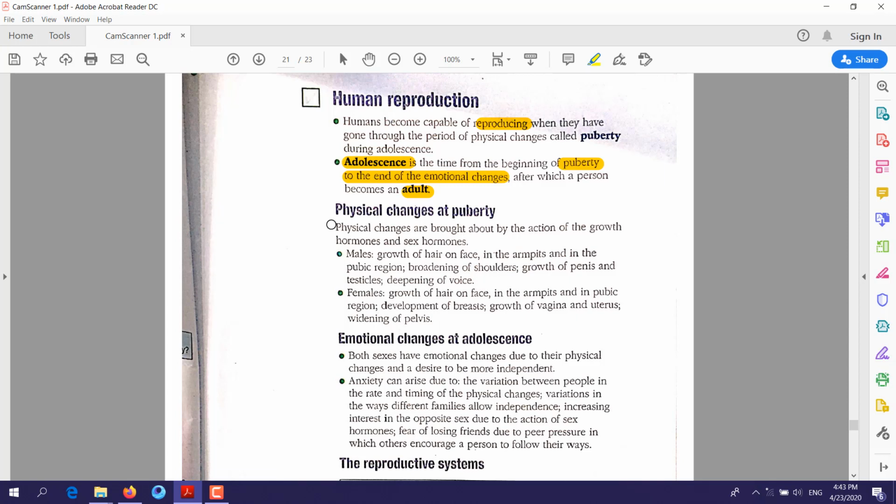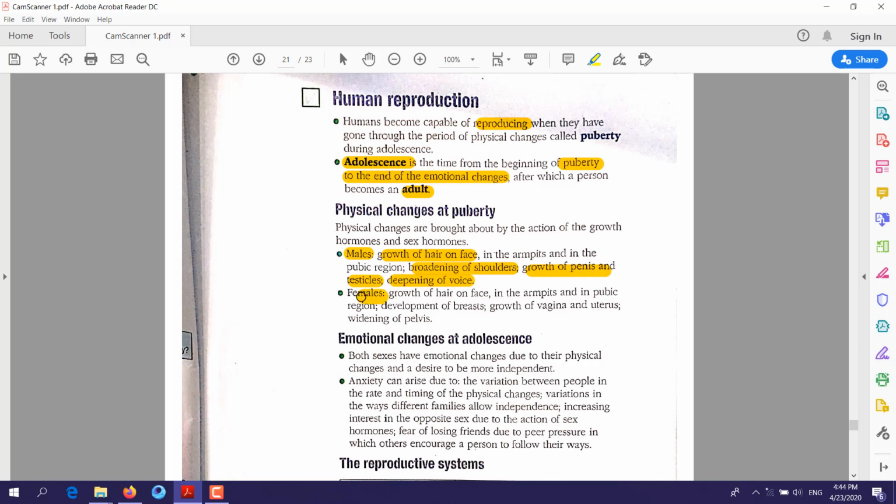So let's see what the physical changes are that will happen to our bodies during puberty. Physical changes differ from male to female. For example, in male, what will happen? The physical changes that will happen to male are, firstly, growth of hair on the face and some other regions or places in our bodies, broadening of shoulders, growth of penis and testicles, and deepening of voice. So these are the main physical changes in male during puberty.